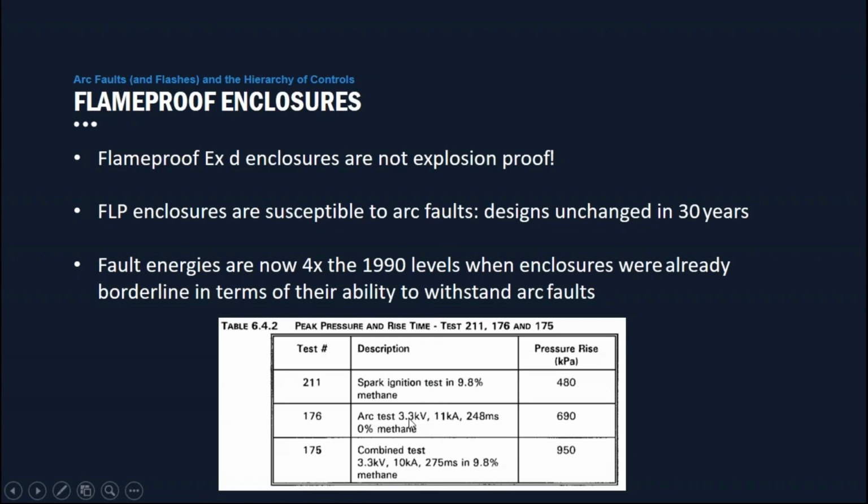When we put an arc fault in there, 3.3 kV, 11 kA, 248 milliseconds, with no methane, test number 176, we got a pressure rise of 690 kPa. So you can see that if a flame-proof enclosure had withstood a methane ignition, it might not withstand an arc fault. Just for a laugh, they did a combined test and had 9.8% methane and a 10 kA arcing fault, and we actually get a higher pressure rise again.